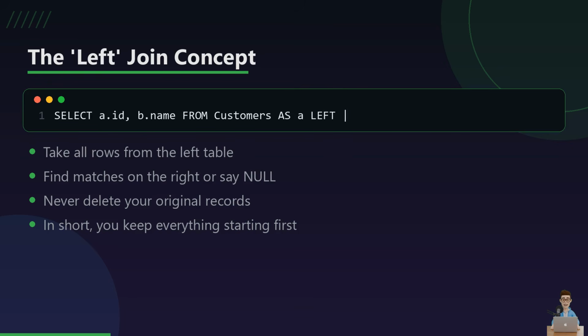Here's the trick for a left join. Imagine holding the left table in your left hand. You pull it across to see if the right table has matching rows. If there is a match, you show both columns. If not, you keep the left row and put a null where the right data should be.